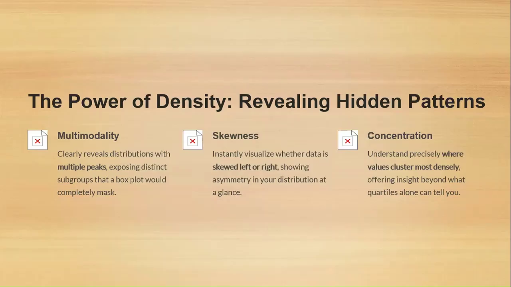One major advantage of violin plots is their ability to reveal hidden patterns. For example, they can clearly show multimodality, meaning the presence of multiple peaks or clusters in the data. They also make skewness easy to identify because the shape becomes wider on one side. In addition, violin plots help us see where values are most concentrated, which is difficult to observe from summary statistics alone. This deeper insight makes violin plots very useful for exploratory data analysis.